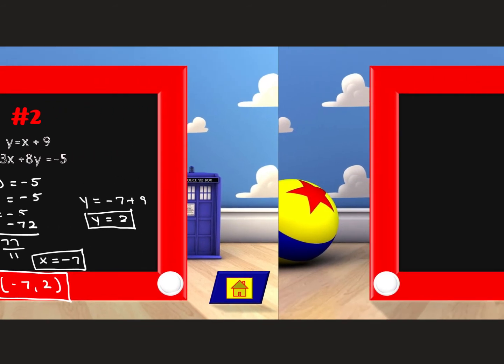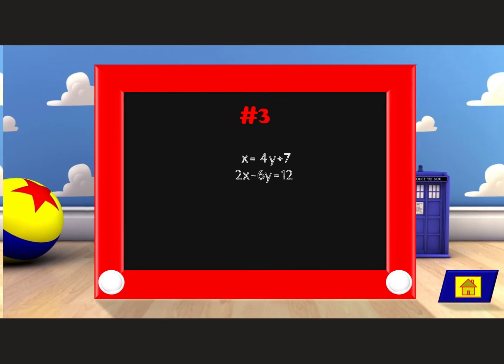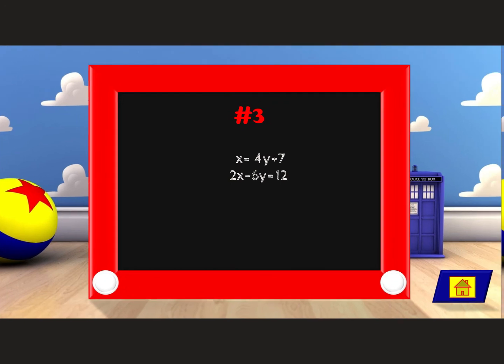All right, so now I want you to take a look at the third example. I want you to pause the video using the same process, and try the third example on your own. All right, so this is very similar to what we did before, except it's already solved for x. So we're going to plug in 4y plus 7 for x, keeping everything else the same.